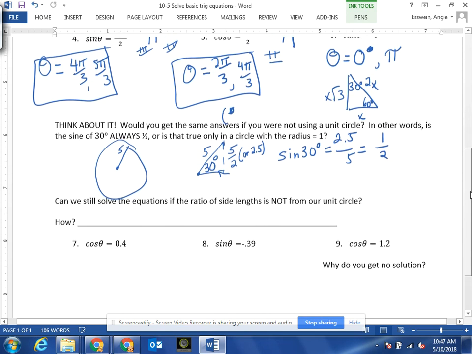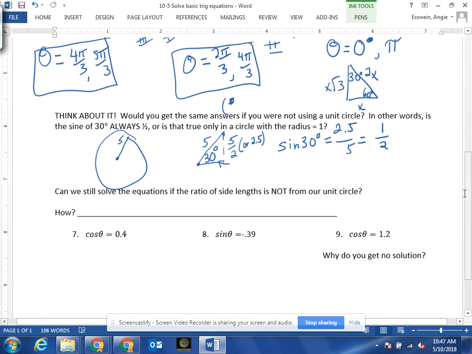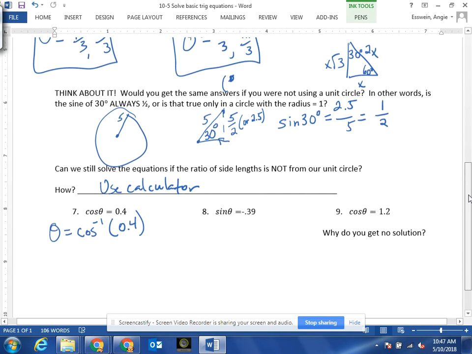So now, how do we solve this if the ratio is not something on our unit circle, like 0.4? How are we going to solve that? The answer is you have to use your calculator. So you would do theta equals inverse cosine, and you'll get your answer. Your calculator is already in degree mode. So if you hit the button above the cosine button, what do you get?